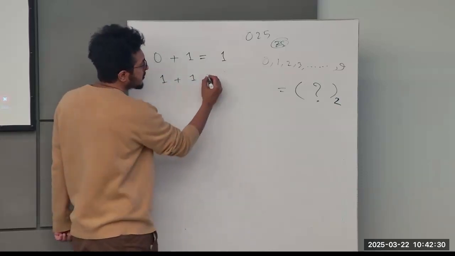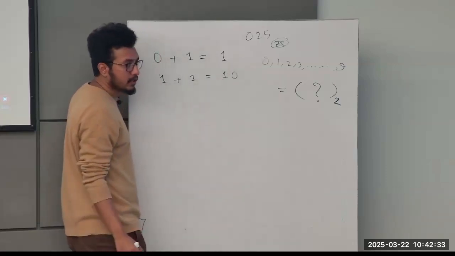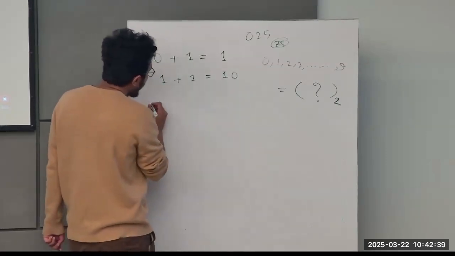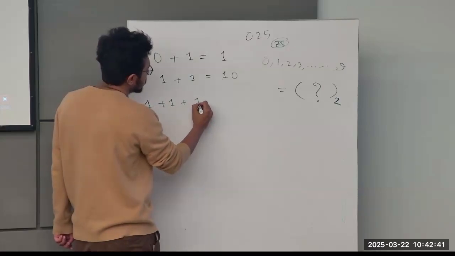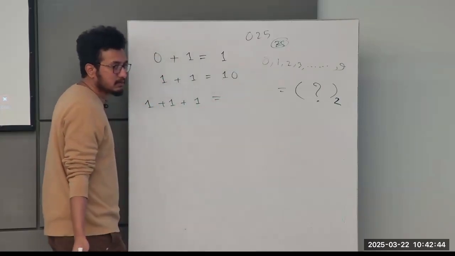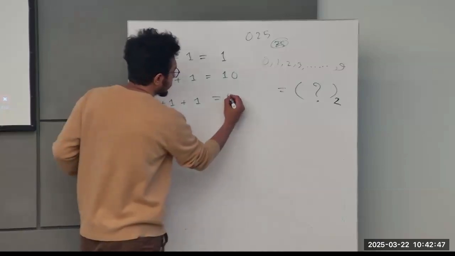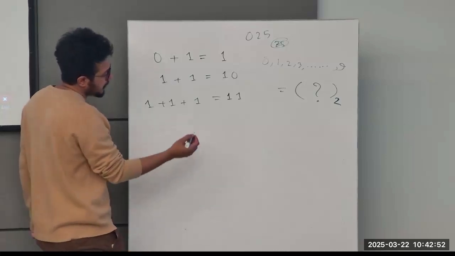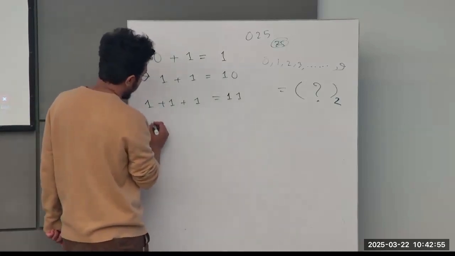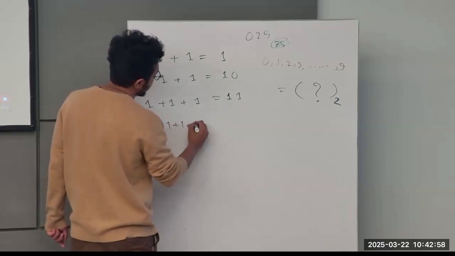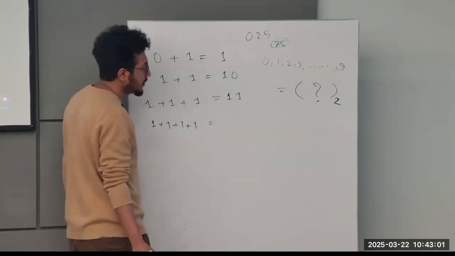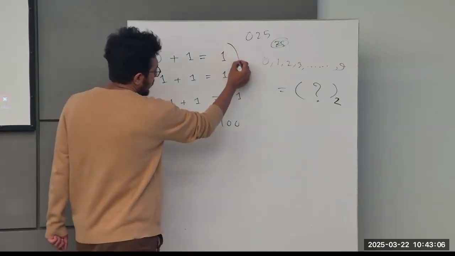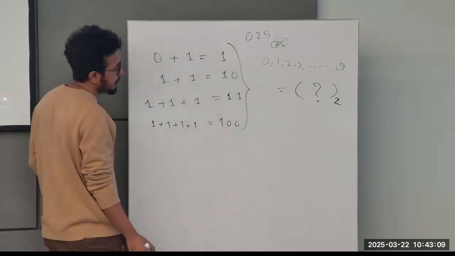So if I add 1 and 1, it will basically be 2. But 2 in binary is what? 1 0. Okay. So 1 plus 1 is 1 0. What is 1 plus 1 plus 1? 3. So what is 3 in binary? 1 1. Right? So this way you can think, what is 1 plus 1 plus 1 plus 1? 4. What is 4 in binary? 1 0 0. So this is how the addition happens.